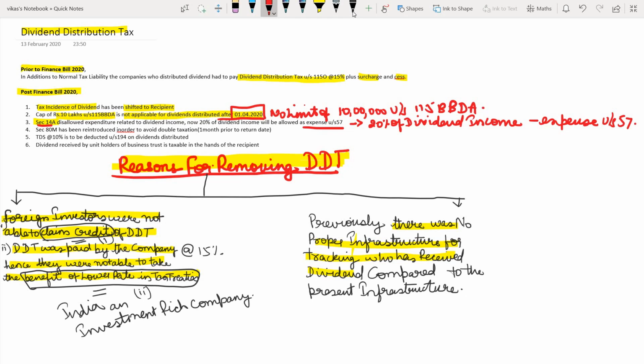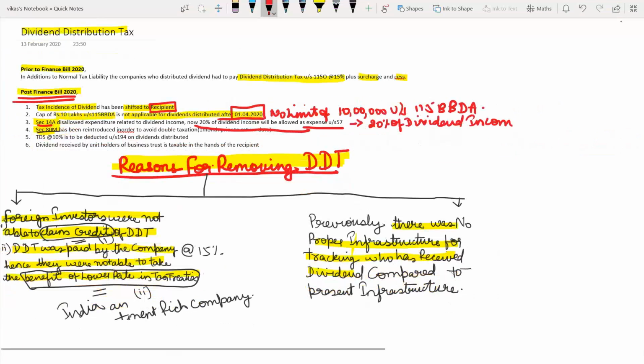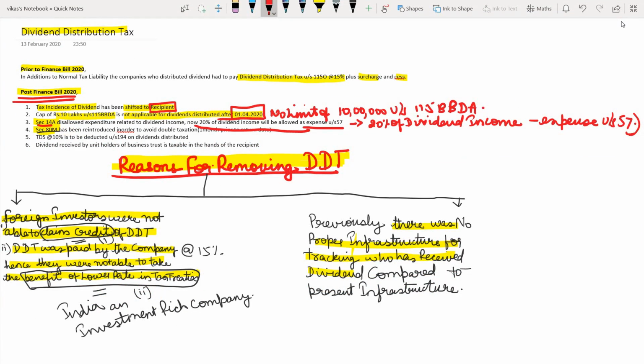Now onwards, 20% of the dividend income will be allowed as expense. So there is an introduction of section 80M as per the Finance Bill 2020. Now what is the concept of 80M? The main concept of 80M over here is avoiding double taxation. Now how is double taxation coming into picture over here?